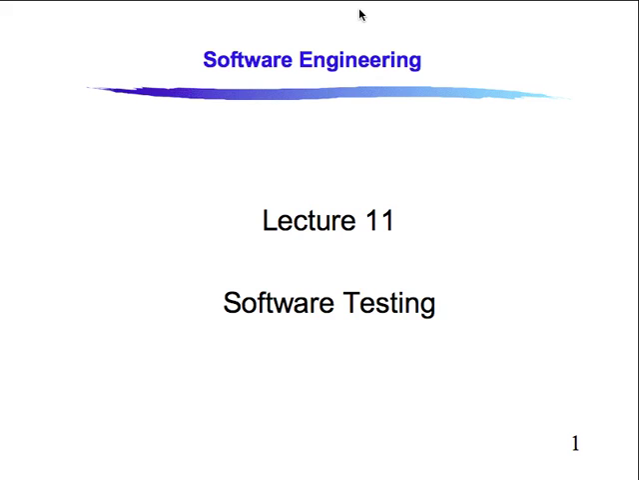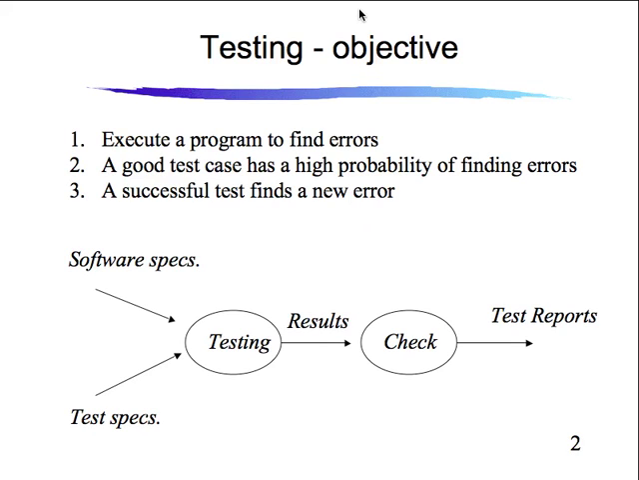So lecture 11 is on software testing. And what are we looking at in terms of the objective of testing in a project? We're executing the program to find errors. We're interested in finding errors. In fact, if the testing doesn't reveal any new errors in the program, it's really not effective testing, because there's always errors in the program. There's always bugs. So a good test case has a high probability of finding errors, hopefully. And a successful test finds new errors that were not discovered before.